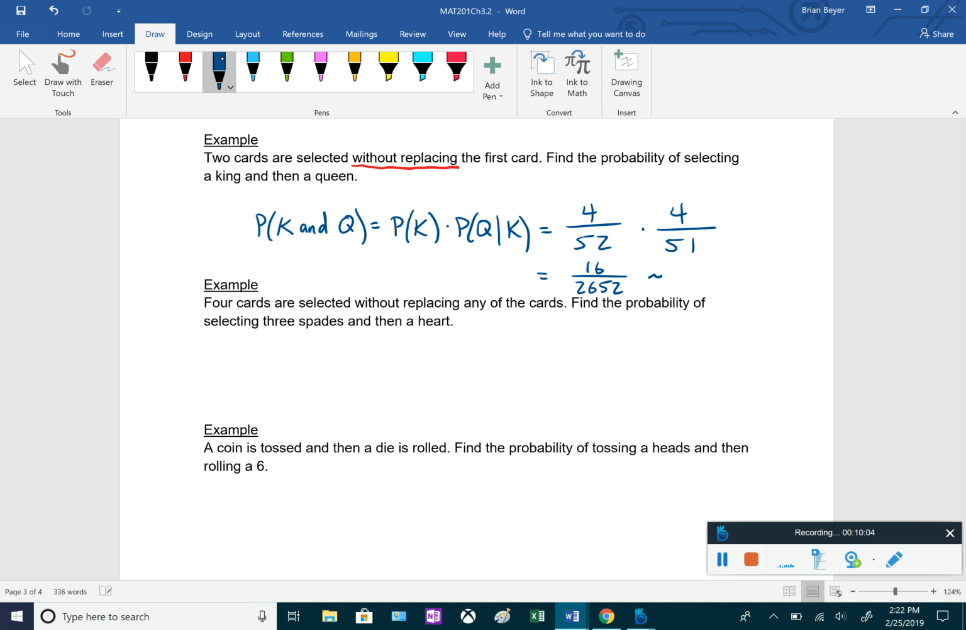So this is going to be about 0.006 or 0.6% chance, which is pretty low. So there's a 0.6% chance of choosing a king and then a queen without replacement.